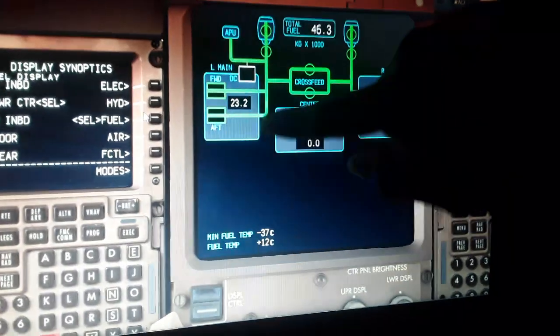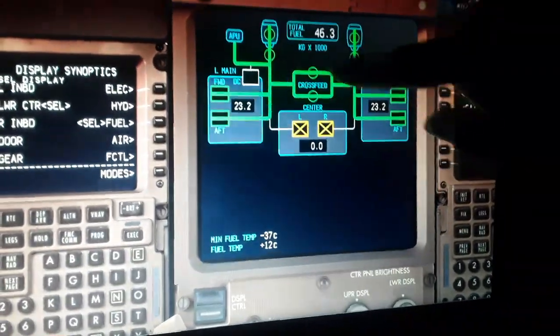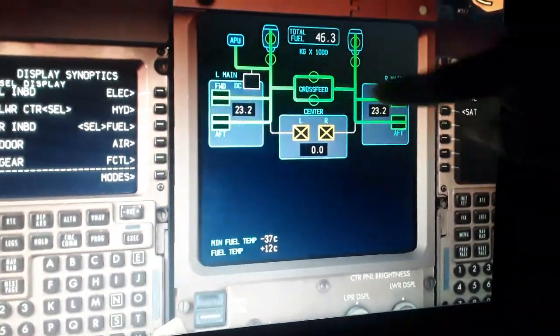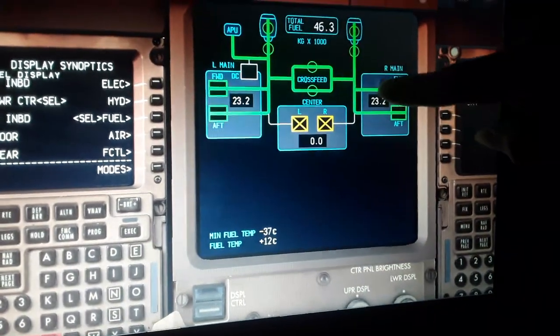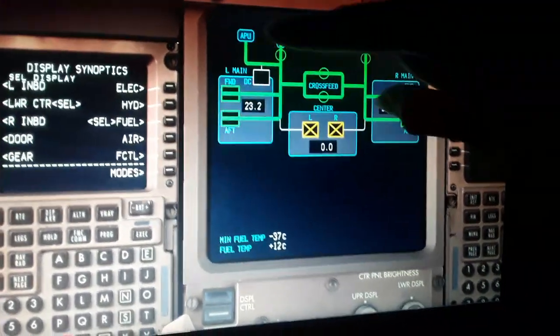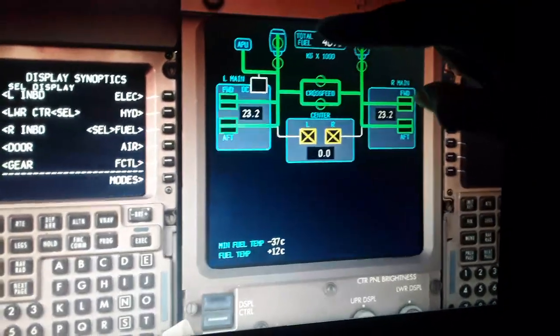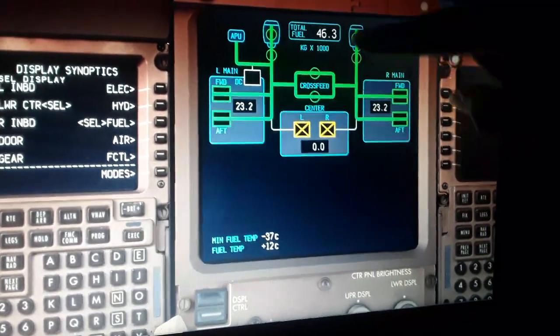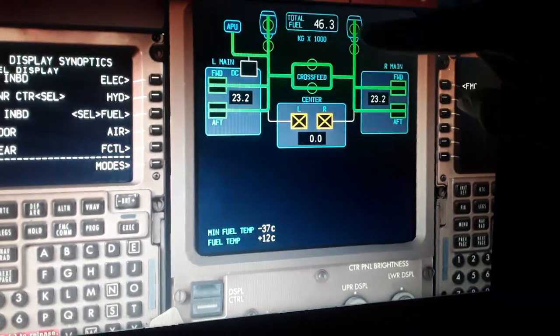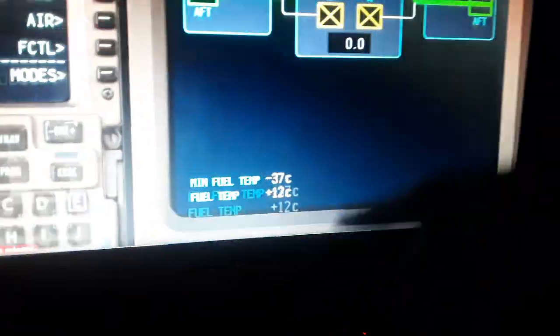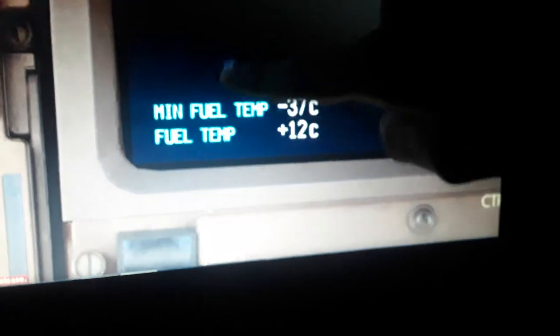No fuel in the center tank with yellow crosses, zero. Crossfeed valves are on. They can feed either tank or either engine with either pump. The APU is fed from the left wing using the DC motor. Total fuel on board and the low and high pressure fuel valves to the left and right engine are on into the engines, and the minimum fuel temperature here below which the fuel will freeze.